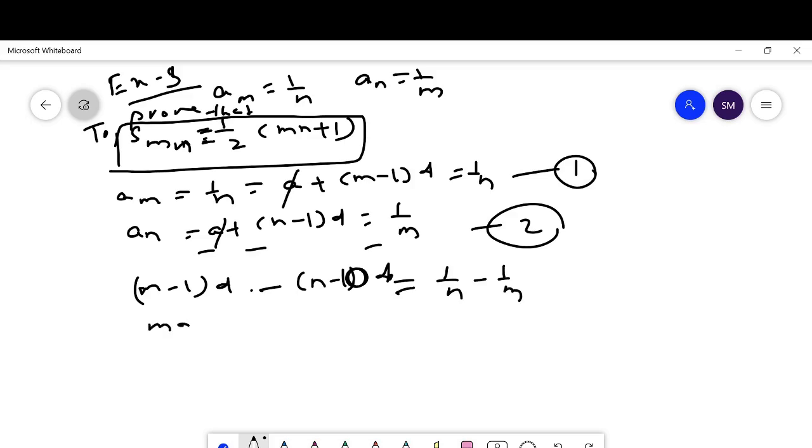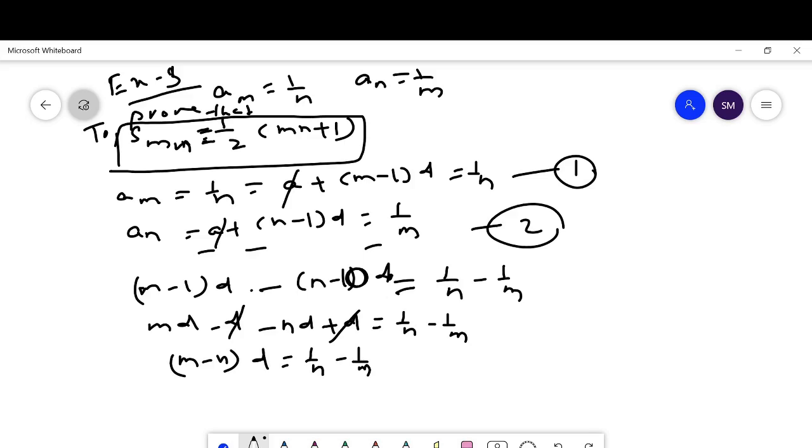Then here md minus d minus nd plus d is equal to 1 upon n minus 1 upon m. d cancels. Taking d common, m minus n into d is equal to 1 upon n minus 1 upon m. Then this is equal to, taking mn as LCM, m minus n upon mn. This m minus n cancels. This means d is equal to 1 upon mn.